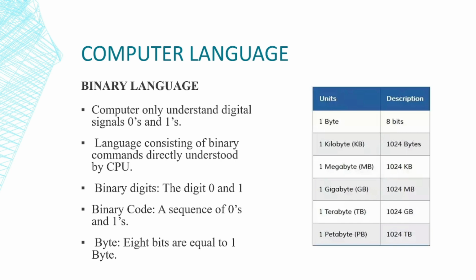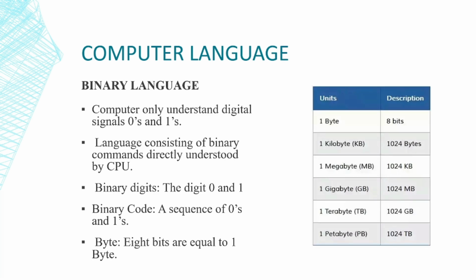Then we have binary language. Computers only understand digital signals, zeros and ones. Language consisting of binary commands directed by the CPU. Binary digits, the digit 0 and 1. Binary code, a sequence of zeros and ones which is understood by the computer. Binary language is the fundamental language that computers use to process and store data. It is based on a binary system which uses two symbols 0 and 1. These symbols are referred to as bits, binary digits, and they form the building blocks of all data in a computer.